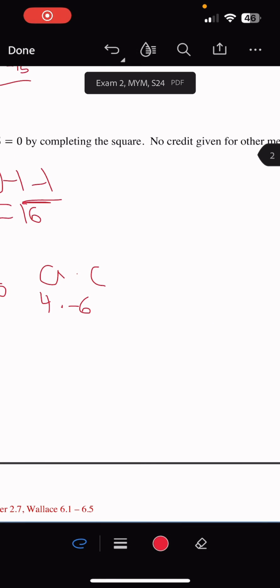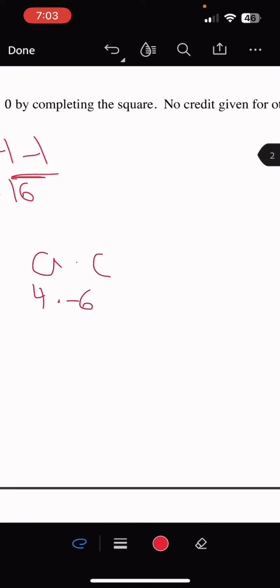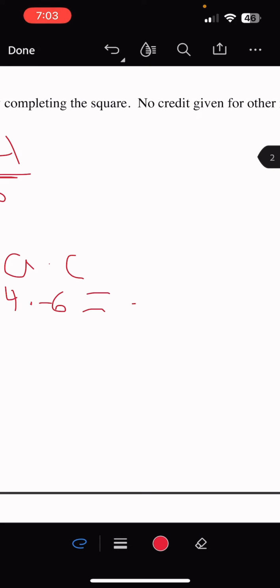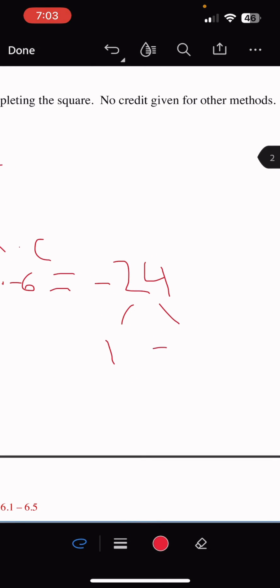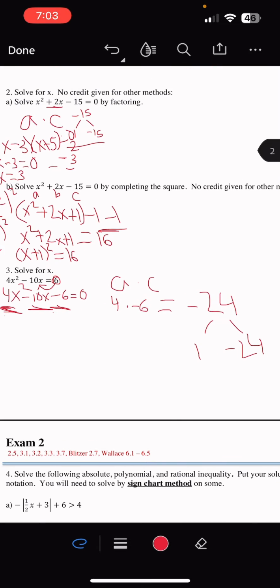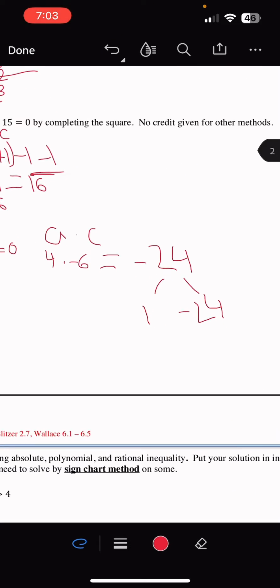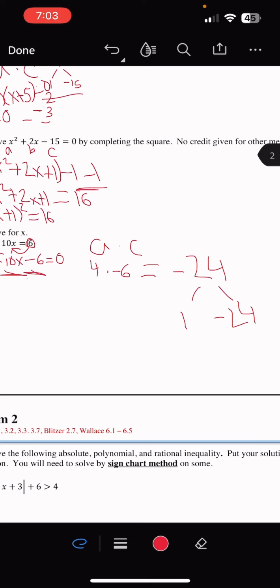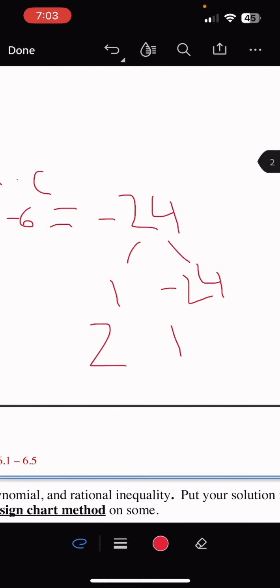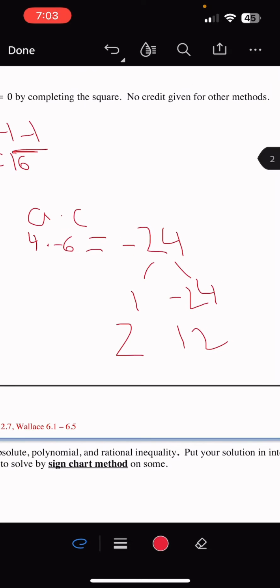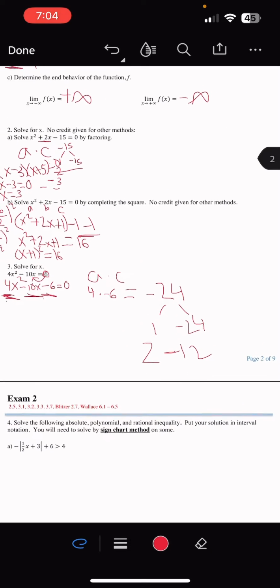Alright, so now we are going to multiply these together. We get negative 24. Now 1 and negative 24 do not work because they don't add up to this 10 here. So then we're going to see, next is going to be 2 and 12. I think that this does work because 2 plus negative 12 is negative 10, and that's what we want.